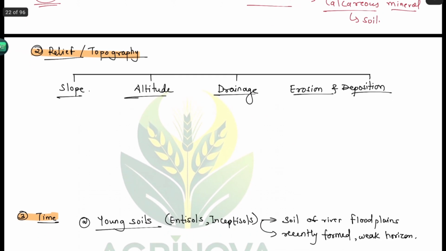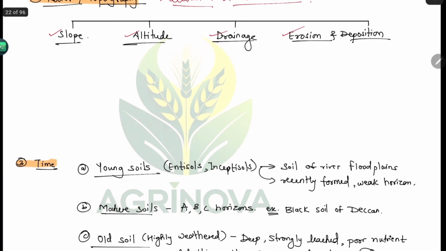The next: what do we mean by relief and how does it affect soil formation? Basically, relief and topography are interchangeable synonym terms, and we can use either of them. It means the elevation of the land surface. So we have to see how elevation affects soil formation. There are 3 to 4 components of relief and topography: slope, altitude, which means height, the drainage pattern, and erosion and deposition. So let's see about the slope with examples.